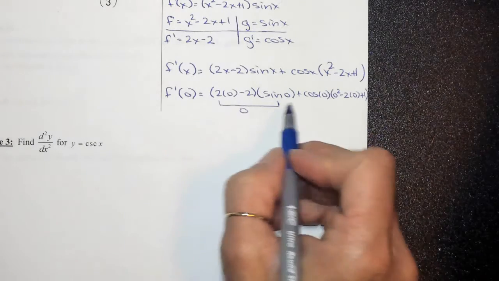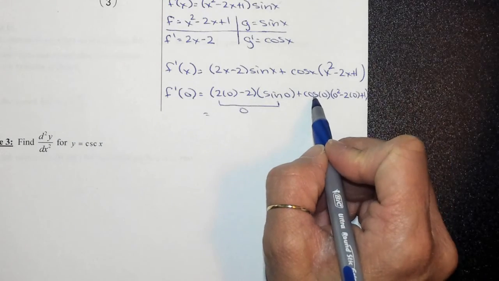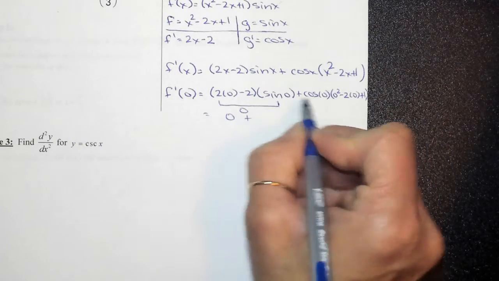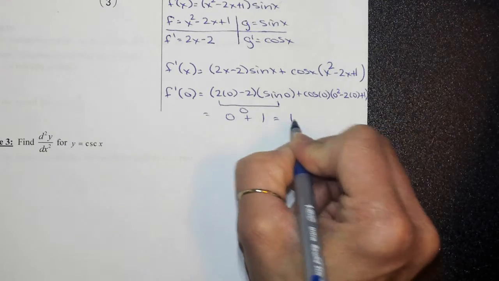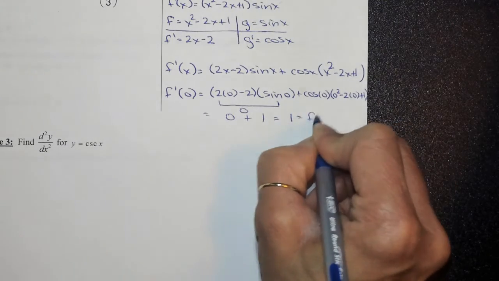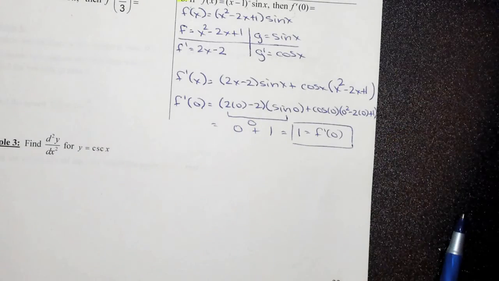So I'm skipping all of that just because 0 times anything will be 0. Then you have the cosine of 0 is 1, so you have 0 plus 1 times 1. So the answer is 1. This is f prime of 0. So after all that work, I get this teeny tiny little answer of 1.